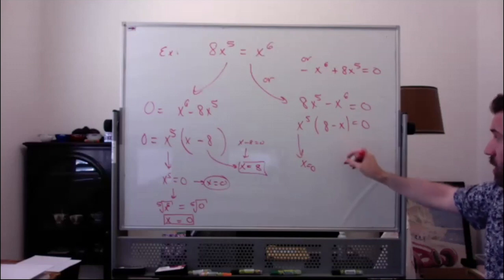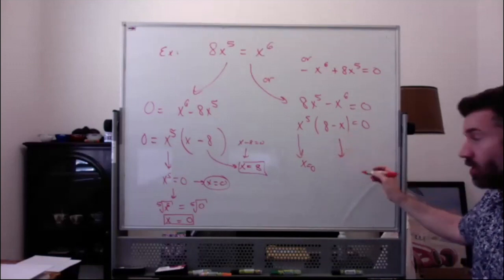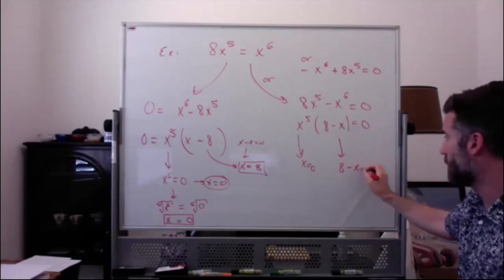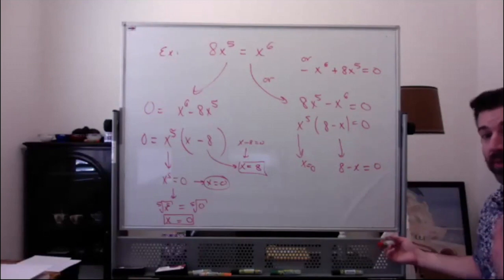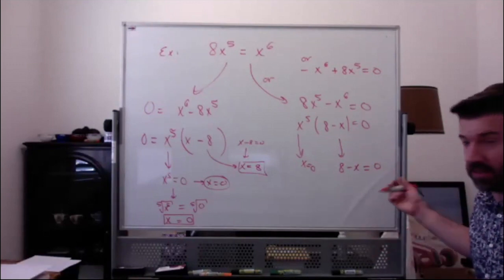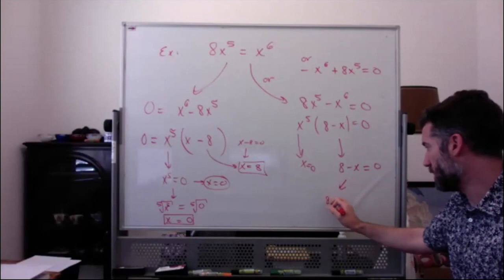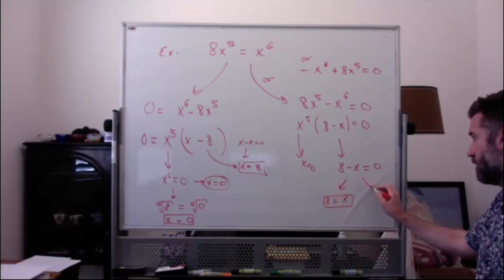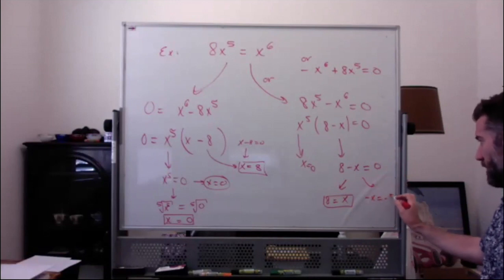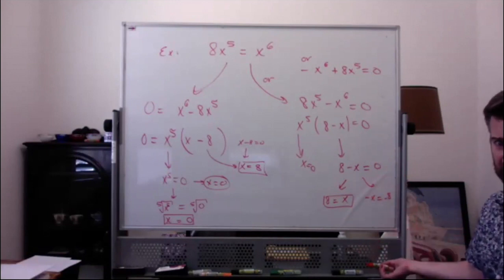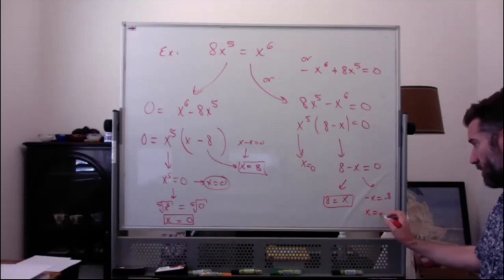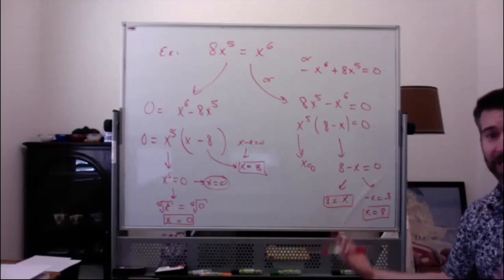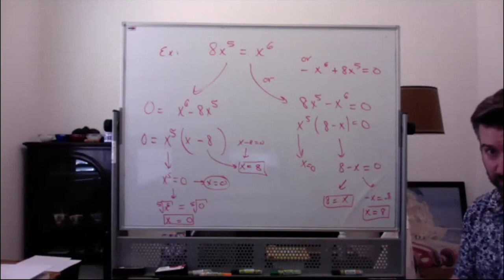If you've got this and you're not sure, you can always just say, well, 8 minus x equals 0. And then I personally would just add x to both sides so that 8 equals positive x. Or you could subtract 8 from both sides and say negative x equals negative 8, and then multiply both sides by negative 1 to get positive x equals positive 8. No matter which way you go, you're still going to get 0 and 8 as your answers.